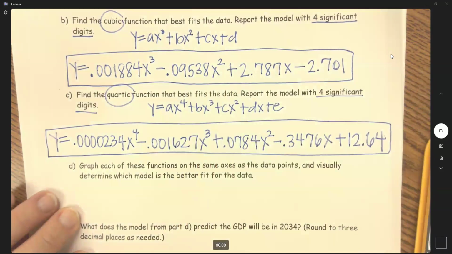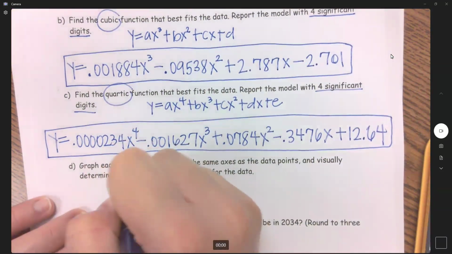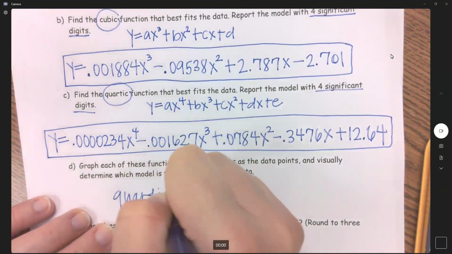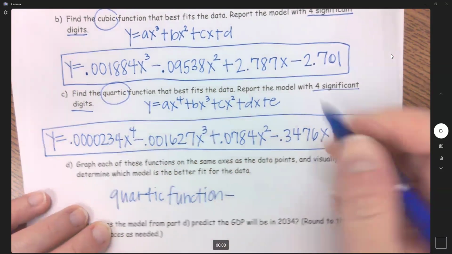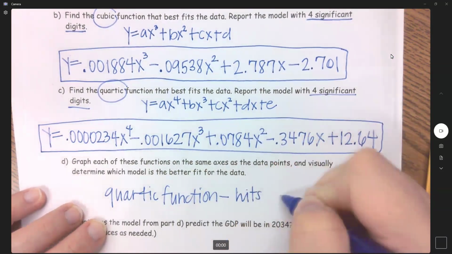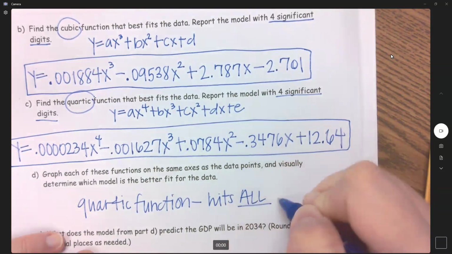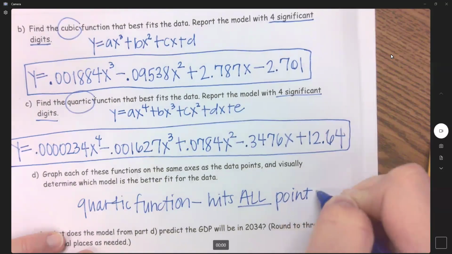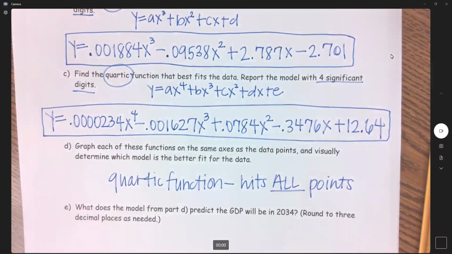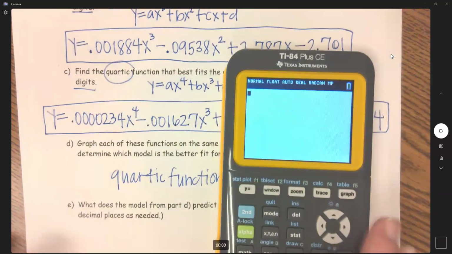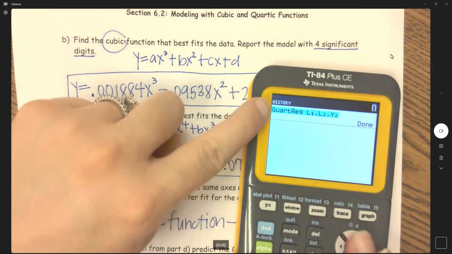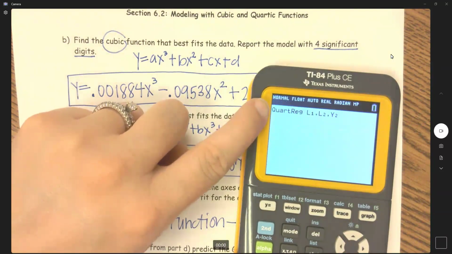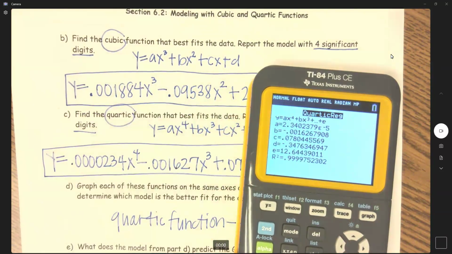So for part D, we will say our quartic function is the best fit. Why? It hits all points. Now, if you don't want to do it that way, just compare your R or your R squares. And even though we didn't write those down, we can easily go back and get those. If I arrow up, here's my quartic regression. Hit enter, and I can get all of that information again.